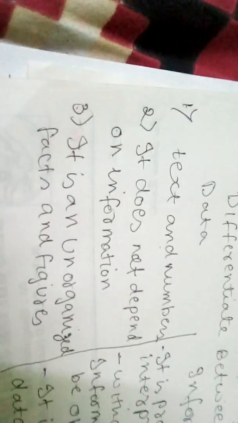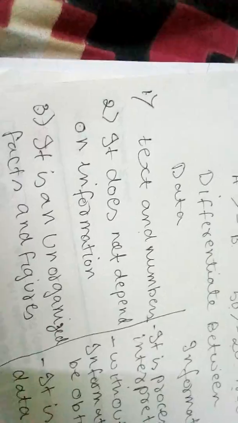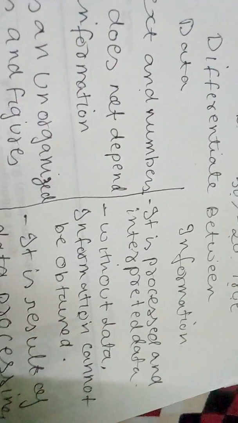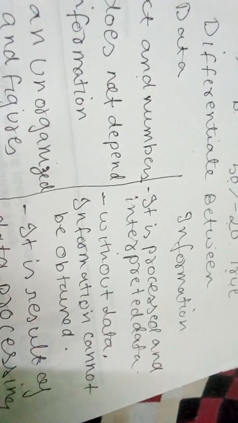Next we see the difference between data and information. How can we differentiate? So what is data? Data is text and numbers. We can give data as numbers, or as text, alphabets, etc. Then information is processed data and interpreted data. So data is text and numbers, while information is processed and interpreted data.